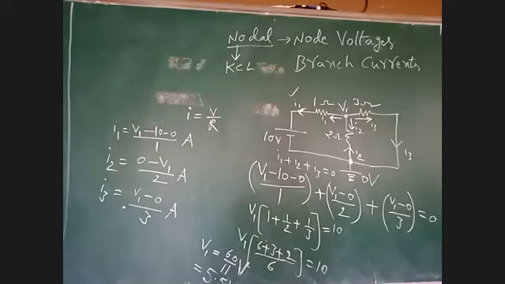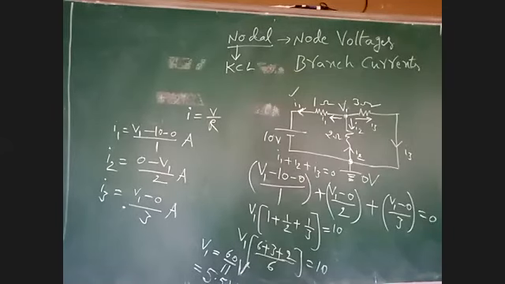It is not our assumption. Let us think that I1 direction, I2 direction, and I3 direction are already given in the problem. You will get negative values also. A negative value implies that the current is flowing from ground to node.